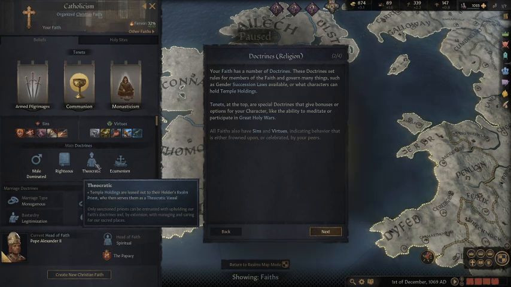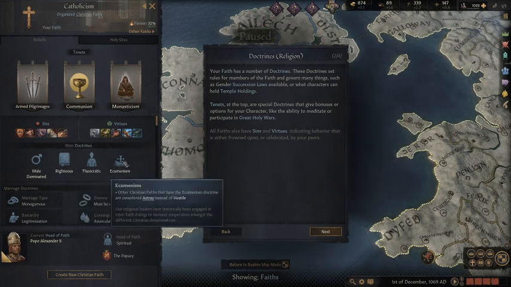Theocratic. Temple holdings are leased out to the holder's realm priest, who then serves them as a theocratic vassal. Only sanctioned priests can be entrusted with upholding our faith doctrines, and by extension, with managing and caring for our sacred places.